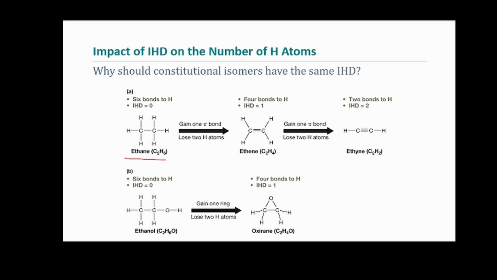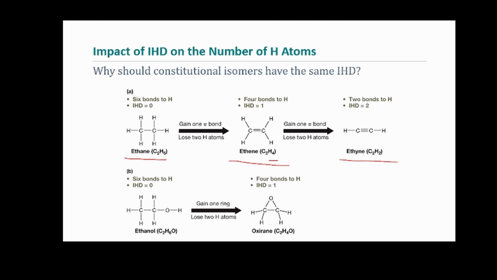This is the fully saturated form right here, which is ethane, right? Then we have 1 degree of unsaturation, which is ethene. Notice the number of hydrogens. What happened? We lost 2, didn't we? So automatically they can't be constitutional isomers, because they have different numbers of hydrogens in the formulas. This is 2 IHD, and so we lost 4 hydrogens. Anybody have any questions about that?